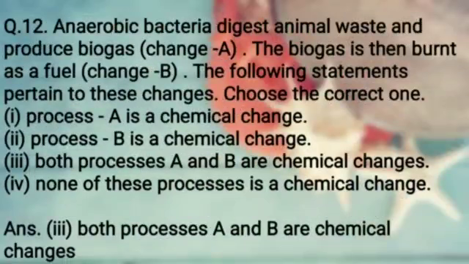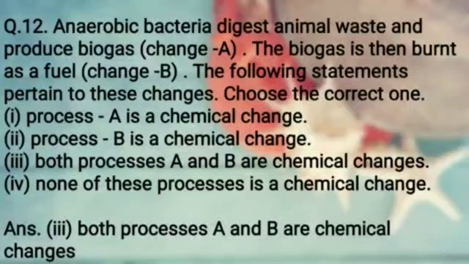Here also anaerobic bacteria digest animal waste and produce biogas, that is change A. The biogas is then burned as a fuel, that is change B. The following statements pertain to these changes. Choose the correct one. Here also one situation is given and 4 options are there. Among these four, you will choose one option as correct.